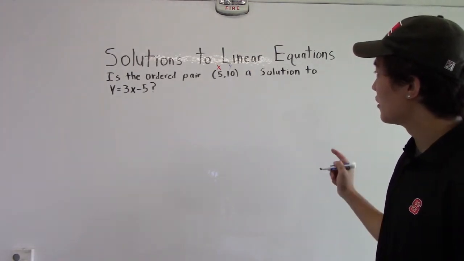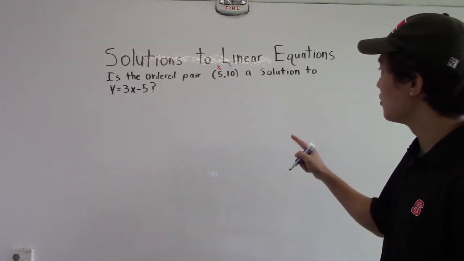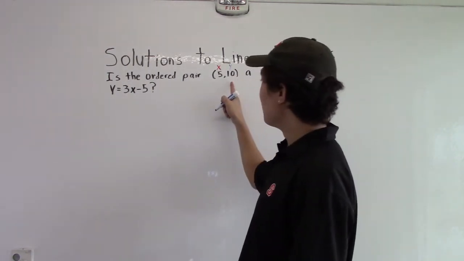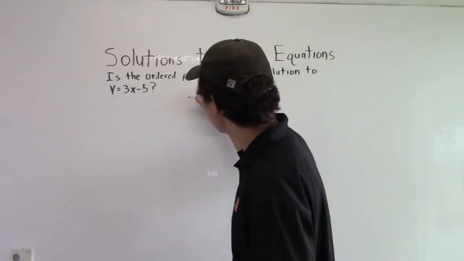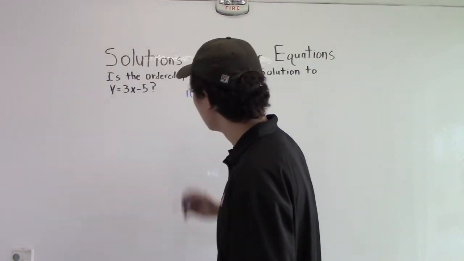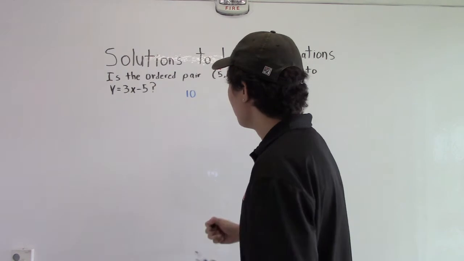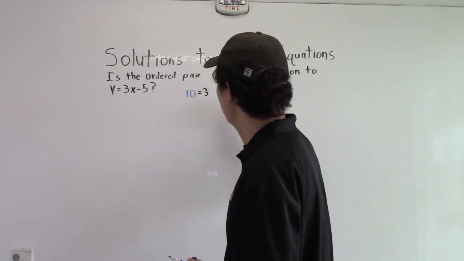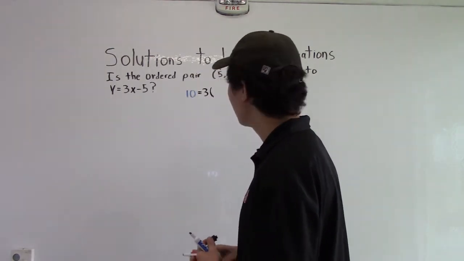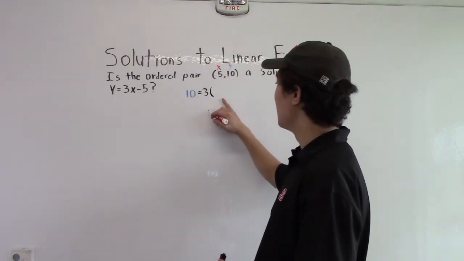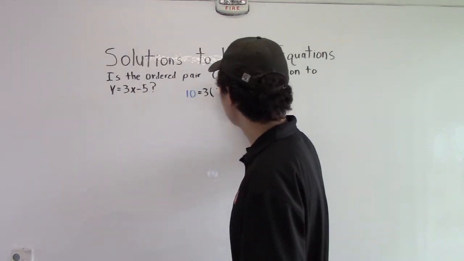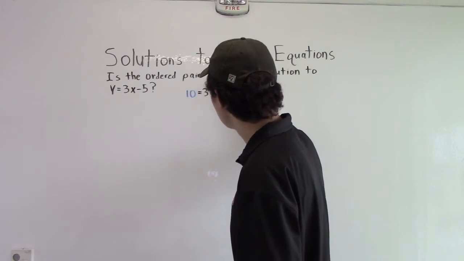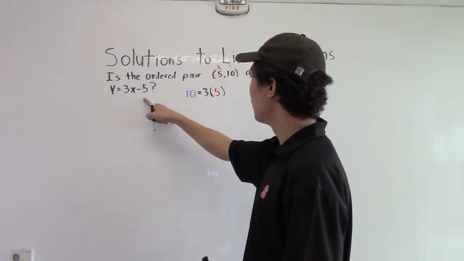We can now start by substituting these values into the equation that's given. For y, we're going to be putting in the 10. After that, we have what's given, which is equal to 3 times x, and our x value, 5, will be substituted in for this x. And the remaining part is the minus 5.